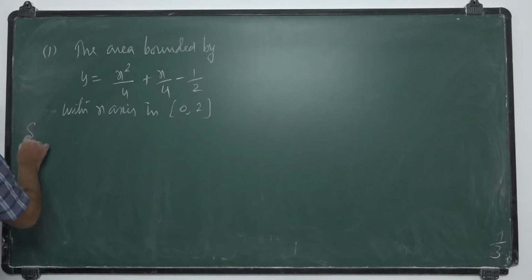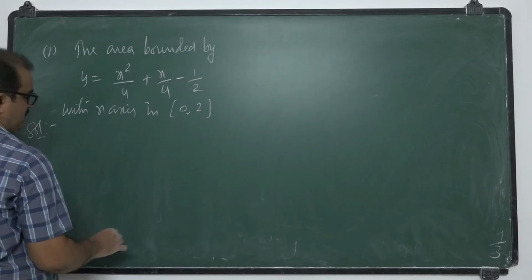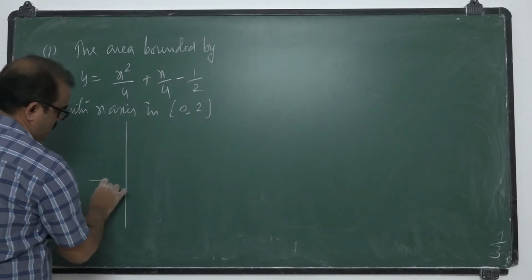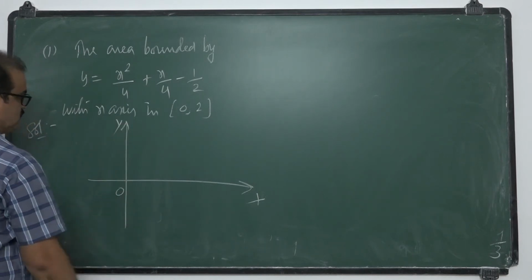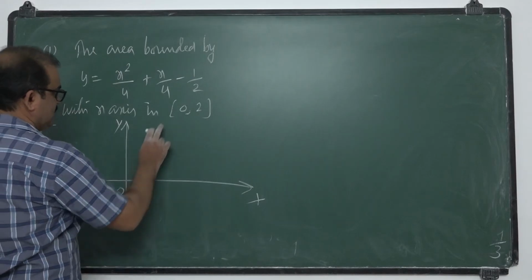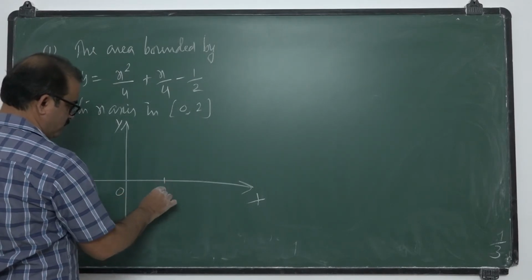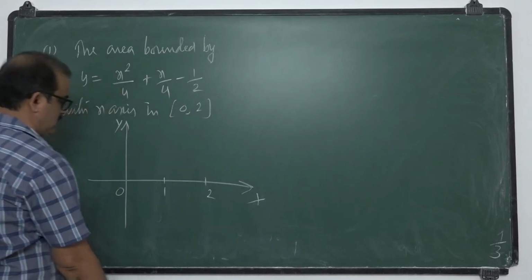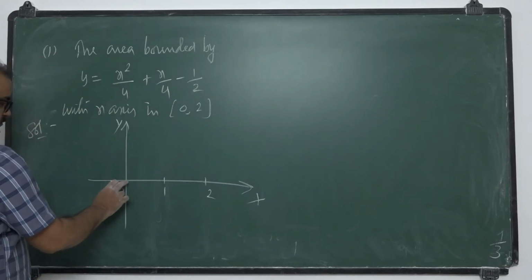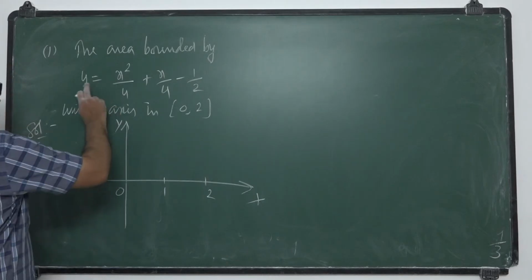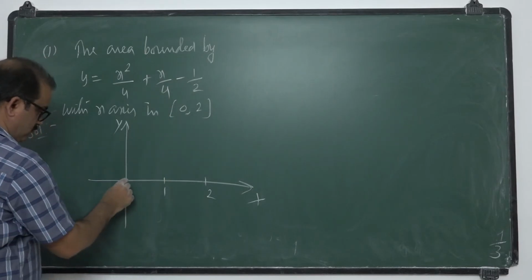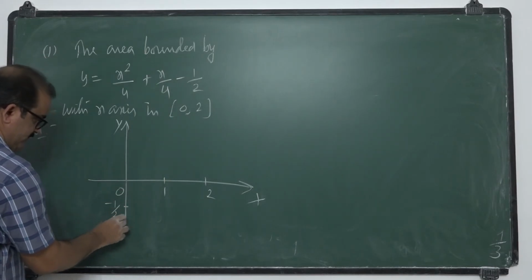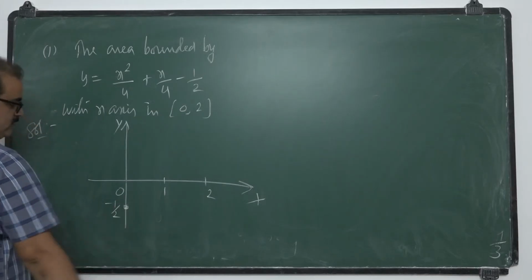Okay, first we draw the shape of the curve. This is the x-axis, this is the y-axis, this is 0. x limits 0 to 2, so mark 0, 1 and 2. Now first we take x is equal to 0. When x is 0, y value is minus 1 by 2, on the negative side.